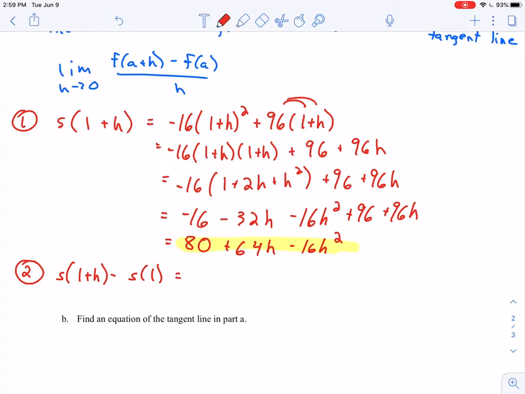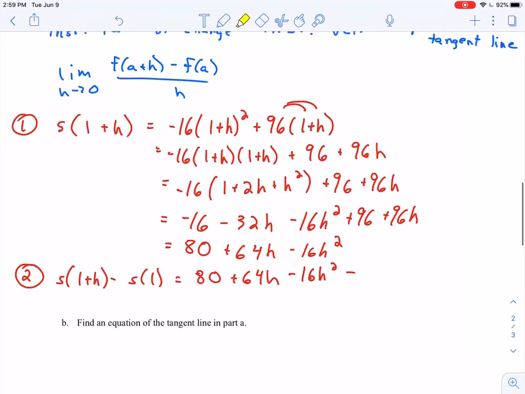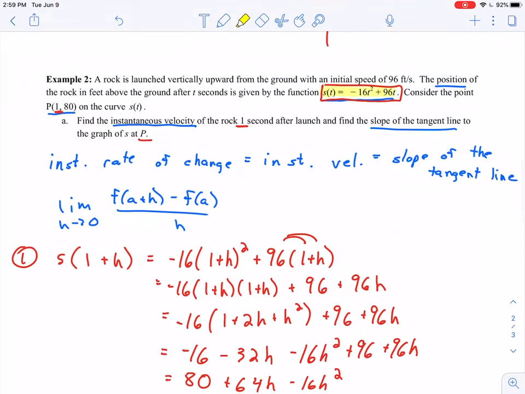So that would be 80 plus 64h minus 16h squared minus, I want to subtract now, let me highlight, I want to subtract s of 1. Which you might say, okay, well, why didn't we do that in the first place? That's what you did in the last problem. And you could go and take 1 and plug it into your position function if you wanted to.